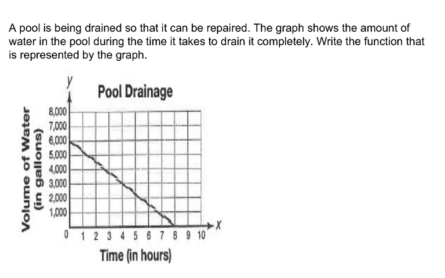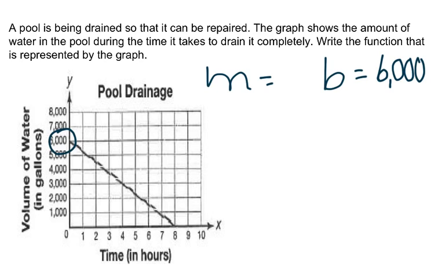Okay, very last problem, and this one is a little bit more complicated because it's such big numbers. A pool is being drained so that it can be repaired. The graph shows the amount of water in the pool during the time it takes to drain it completely. Write the function that is represented by the graph. Well, in order to find the slope and y-intercept, we have to go back to what we know about graphs. We look for the y-intercept, and when I look over here, I see that it's 6,000. Is it okay to have big numbers like that?